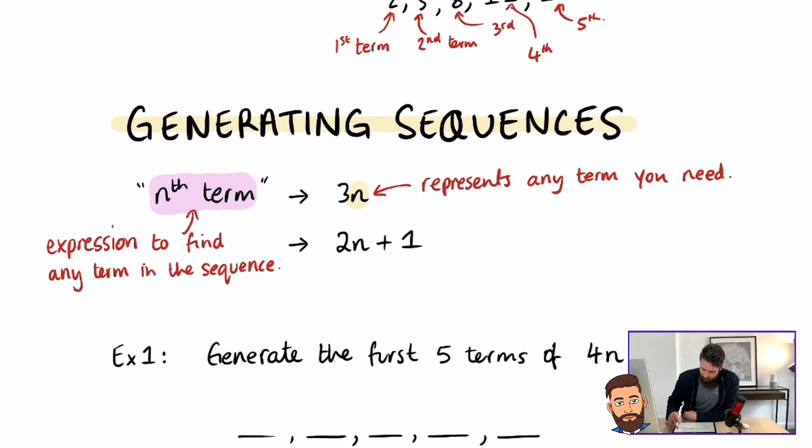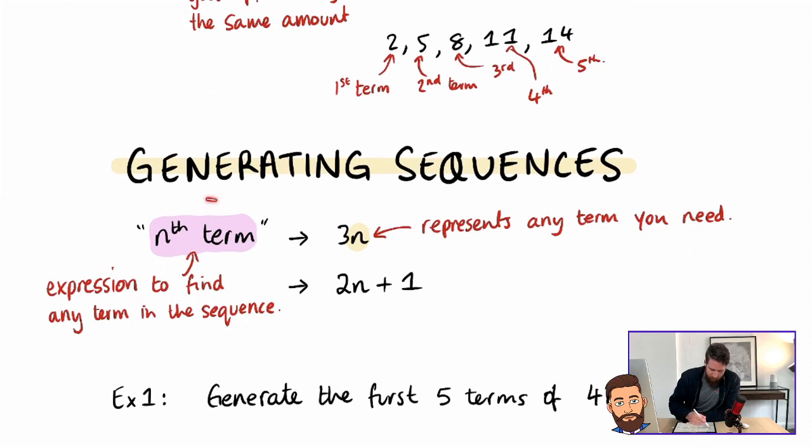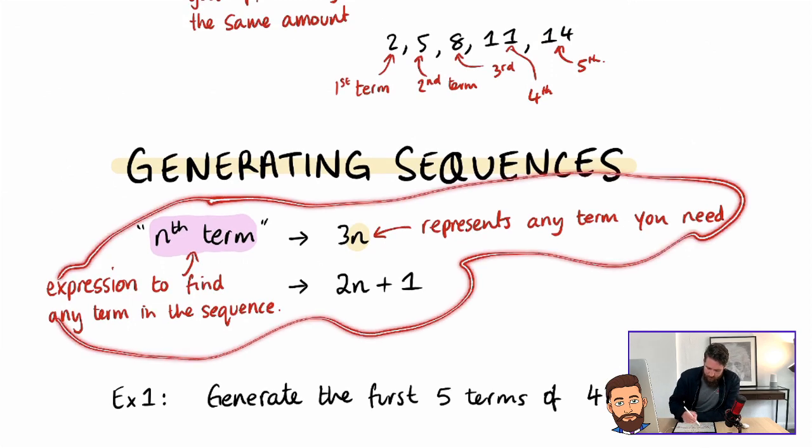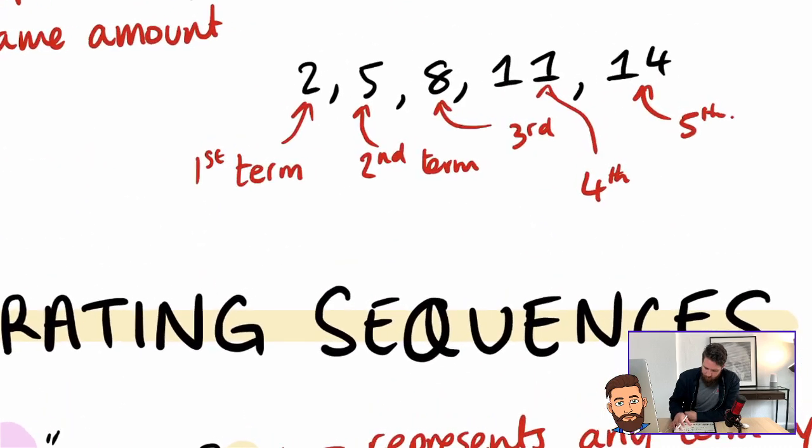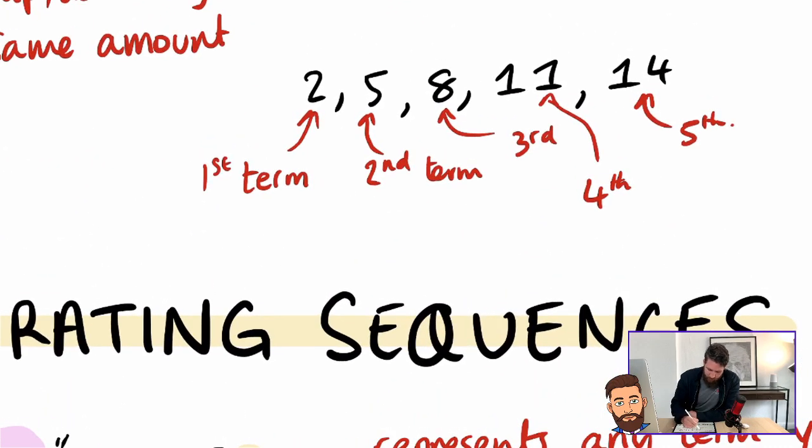Well, this is where we can link, and this is where it's really straightforward. This always seems a little bit, what's going on, until you see it on a sequence. What do I mean by represents any term you need? Well, if we focus on the sequence that we wrote down here, the first term is 2. So if n represents any term I need, for the first term, n is 1, because this is the first term. When I'm focusing on the second term, we would say n is 2.